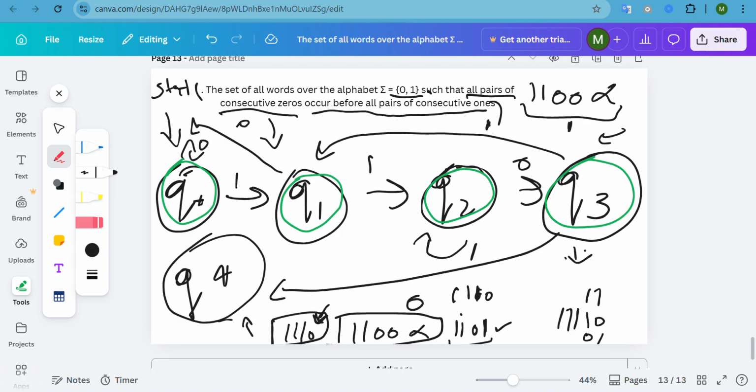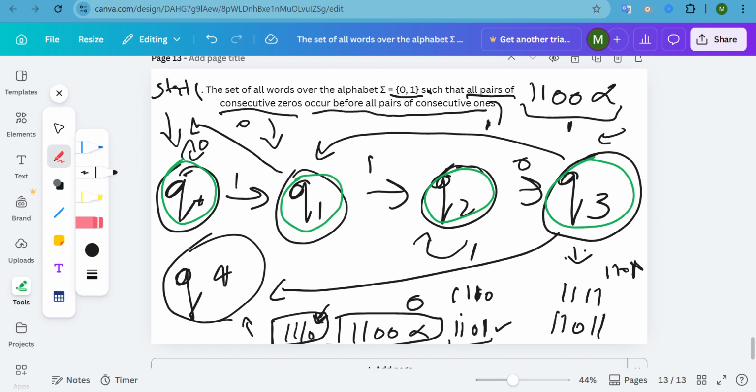And what about 0, 1? 0, 1, 1. I see. So it says that's it. But what about 1, 1, 0, 1? 1, 1, 0, 1. This should also be accepted. 1, 1, 1, 1. You can stay there and get accepted. 1, 1, 0, 1. 1, 1, 0, and 1. So technically speaking, this is also right, I think.